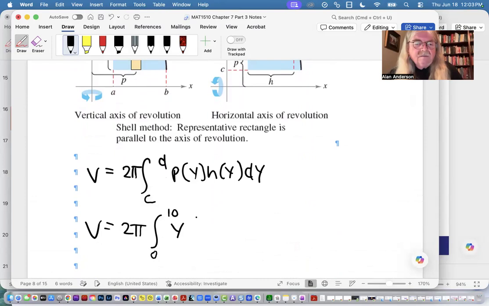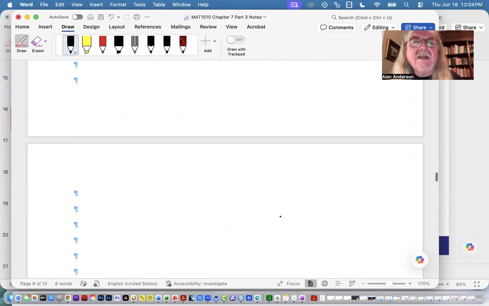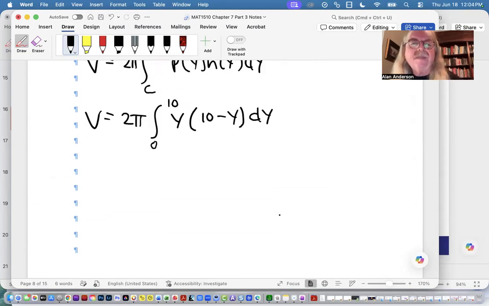And h of y, remember we rewrote this to be 10 minus y. That's kind of the weird part about this. If you hadn't done this before, you'd never think to do something like that. It all has to be functions of y. Okay, well now we're good. The rest is easy.